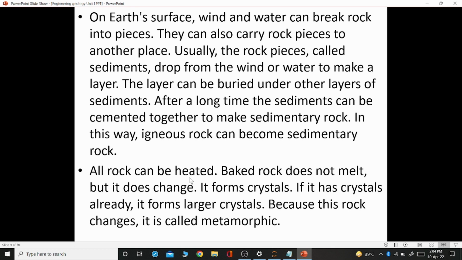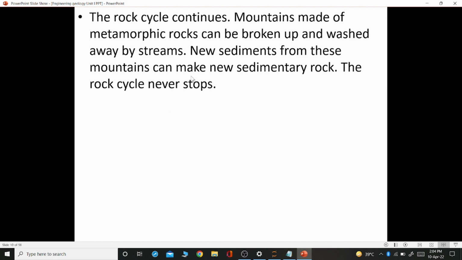All rocks can be heated. Baked rock does not melt, but it does change. It forms crystals. If it has crystals already, it forms larger crystals. Because this rock changes, it is called metamorphic rock. The rock cycle continues. Mountains made of metamorphic rocks can be broken up and washed away by streams. New sediments from these mountains can make new sedimentary rocks. The rock cycle never stops.